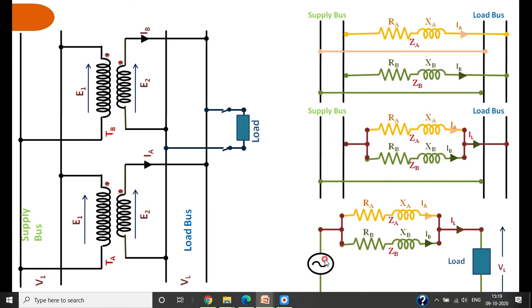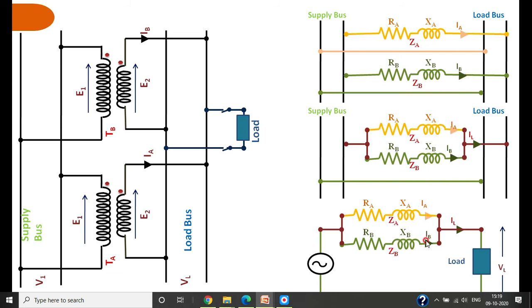The source is replaced by a symbolic representation of a source. Then here we are connecting a load that is represented by this load. Then we know that the current delivered by transformer A is IA, and the current delivered by transformer B is IB. The same thing I have taken here.